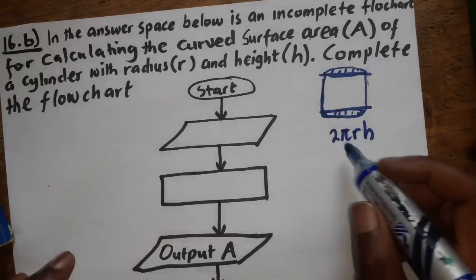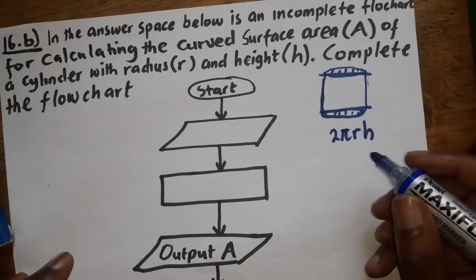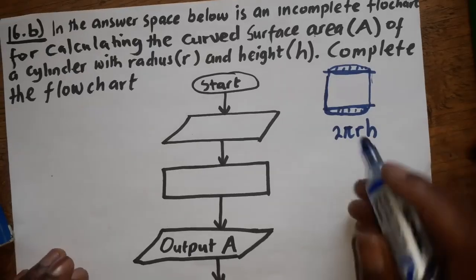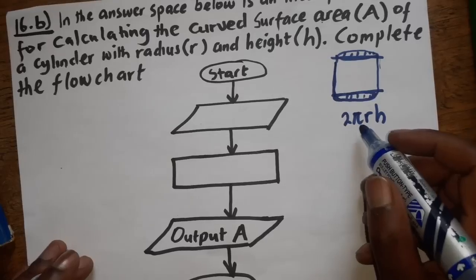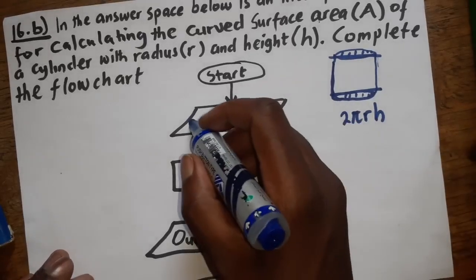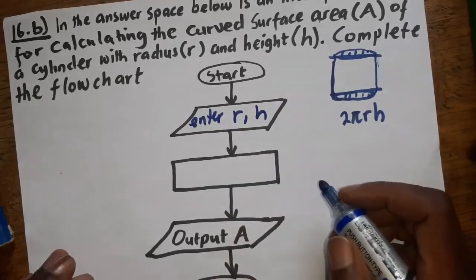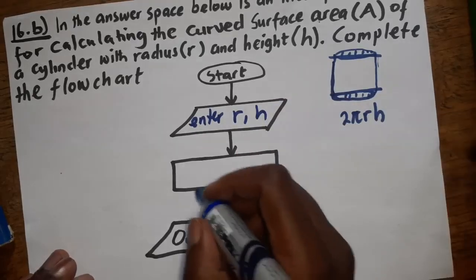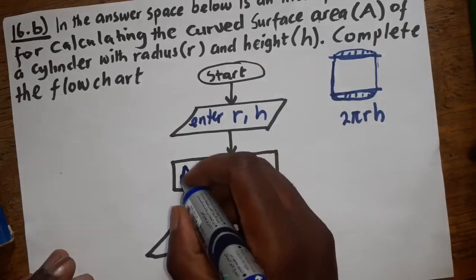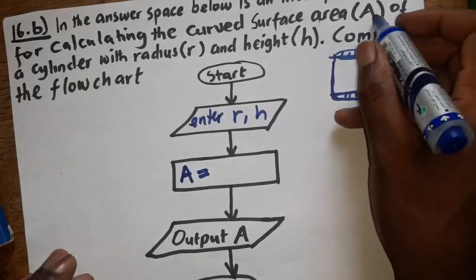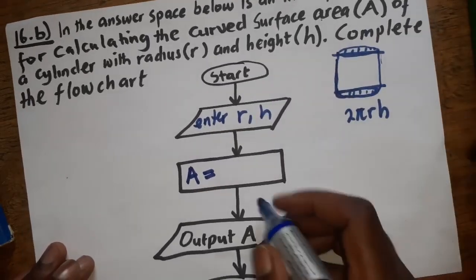Once you know the formula, then it becomes very simple, because now we just have to start entering these and then get the answer. So this part here, we say enter. What are we going to enter? R and H here. Then the curved surface area, which is represented by the letter A, is equals to, now we can write this in full.